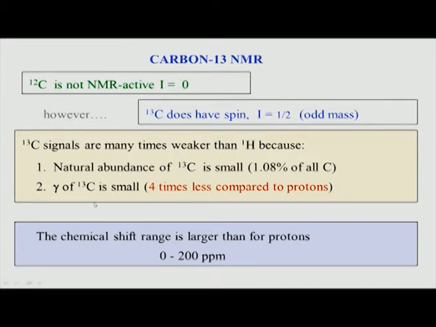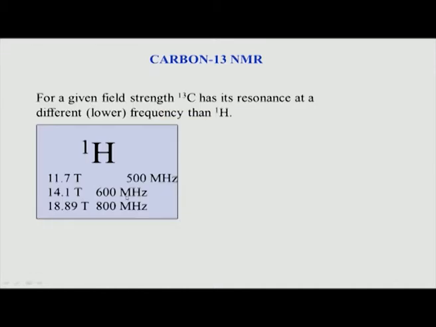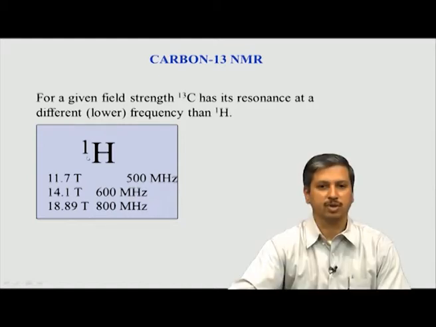So, remember carbon gamma is now small. So, we have to look at how the frequency of gamma changes with respect to proton. So, this is shown here. Let us say we have a spectrometer which is operating at 500 megahertz, then the magnetic field for that corresponds to this value.